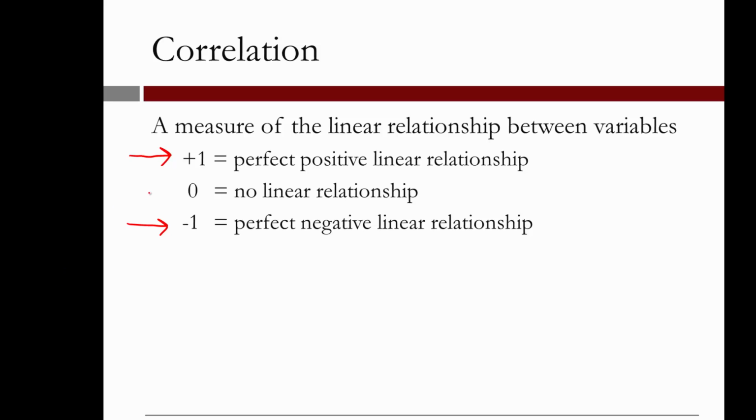In the middle of these two extremes is a correlation of 0, which means that there is no linear relationship between the two variables. When we say that two variables are highly correlated, we mean that the absolute value of the correlation is close to 1. Let's look at some examples.